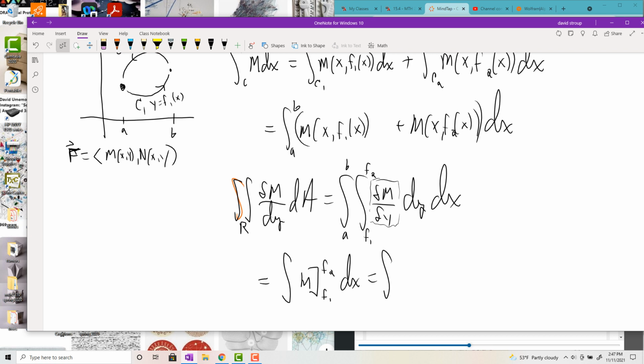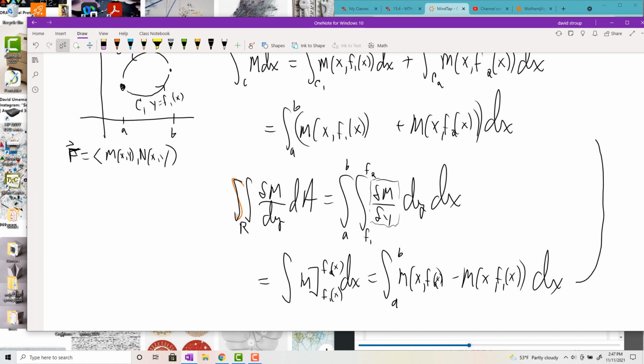So that's just going to be the integral of M of x comma f2 of x minus M of x comma f1 of x, dx, from a to b. And you see you basically got the same thing, but there is this issue with a negative.